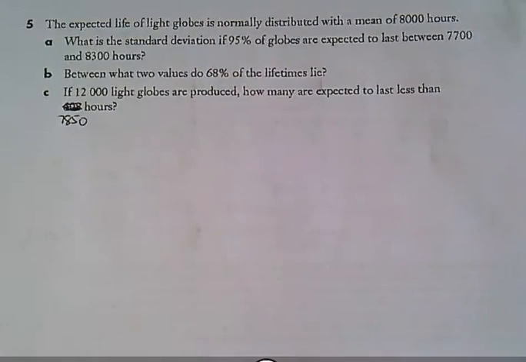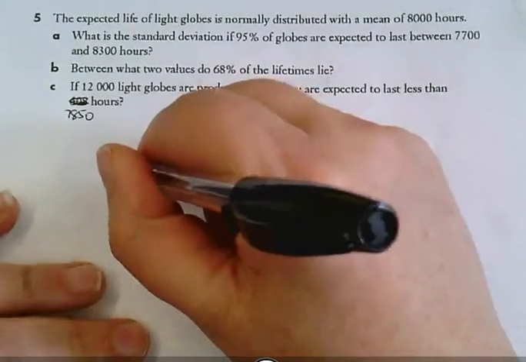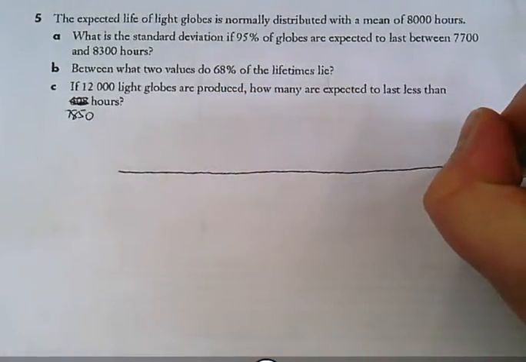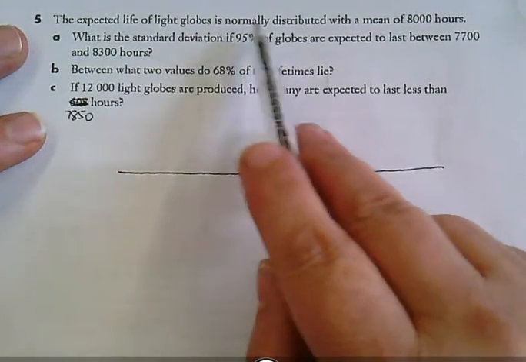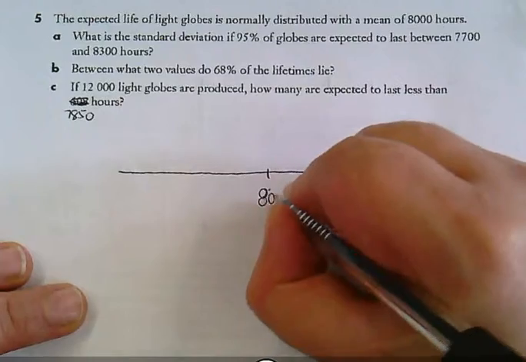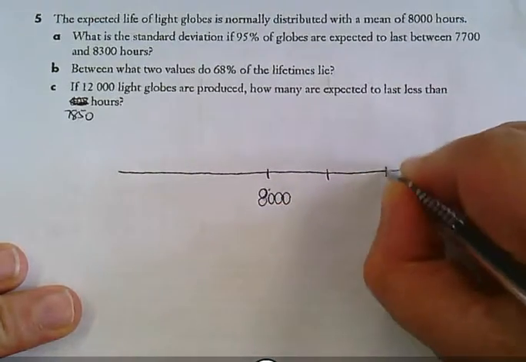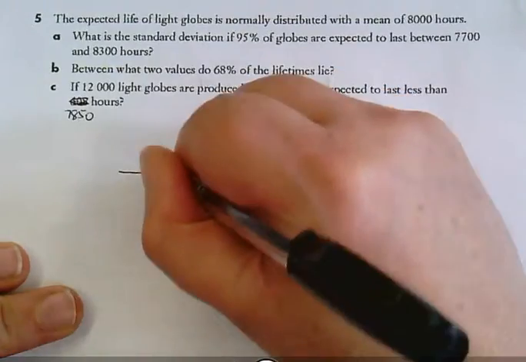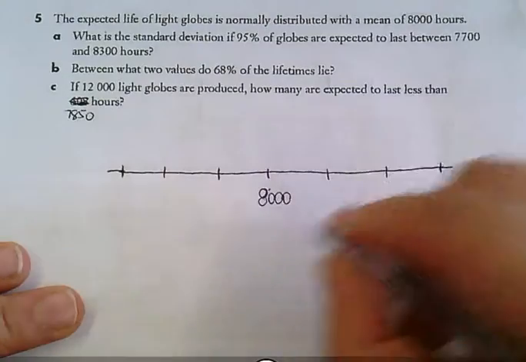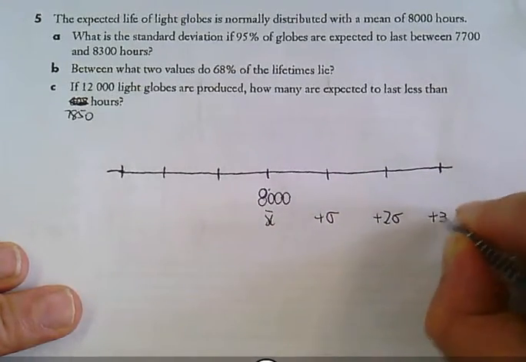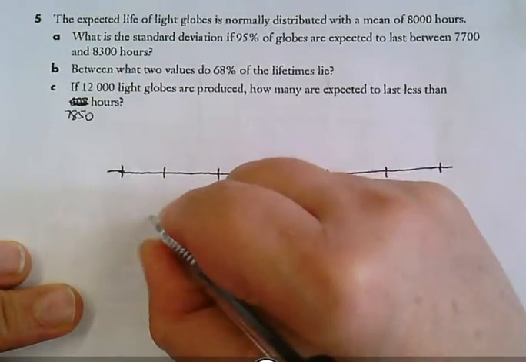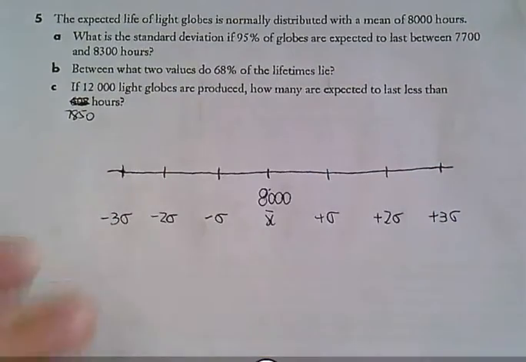Girls, there is some mistakes here. This should be 78.50. Now, this is tricky. I actually haven't seen an HSC question like this, but it's really good because you sort of have to work backwards. Again, if you draw your number line with your mean in the middle, so the expected life of light globes is normally distributed with a mean of 8,000 hours. Now, that's mean plus 1, plus 2, plus 3 standard deviations, minus 1, minus 2, and minus 3 standard deviations.